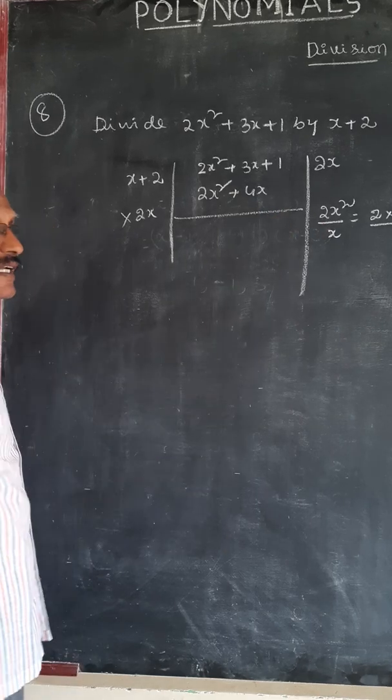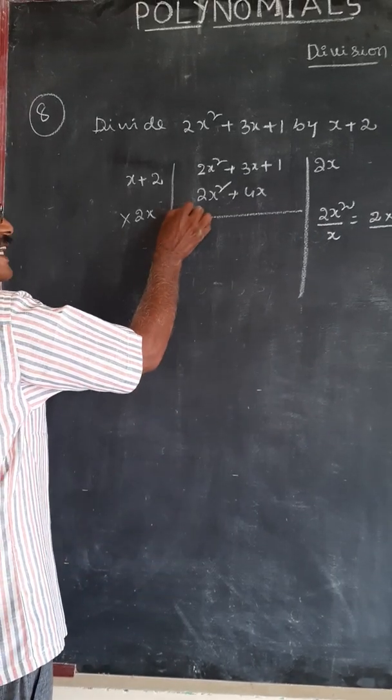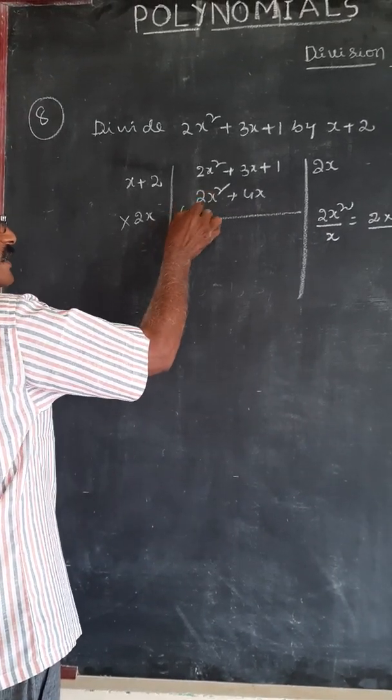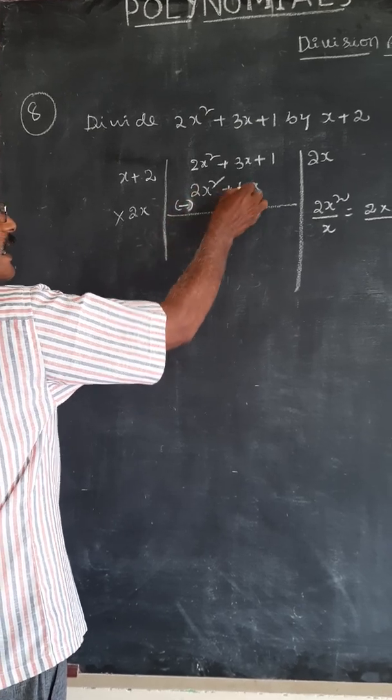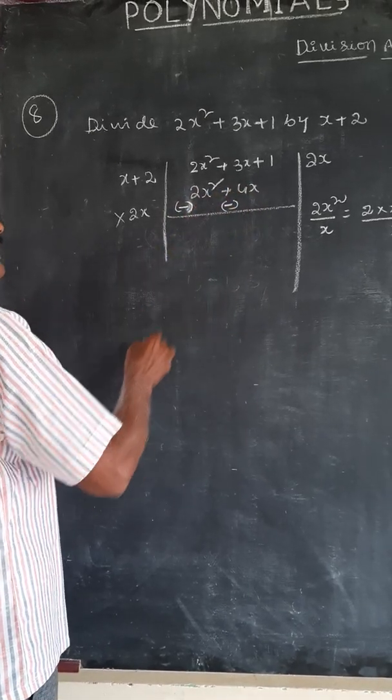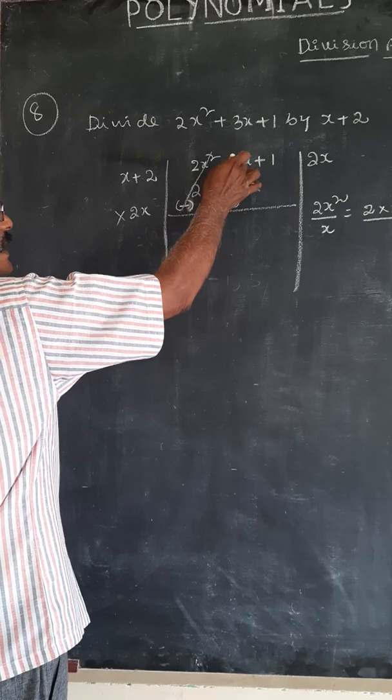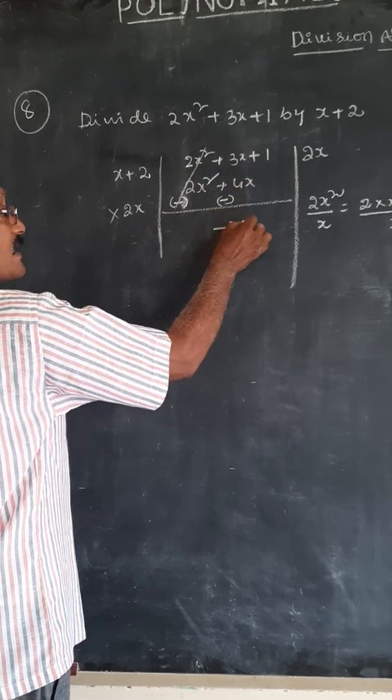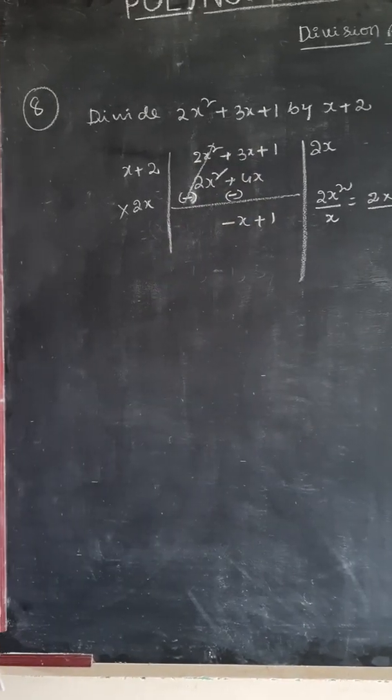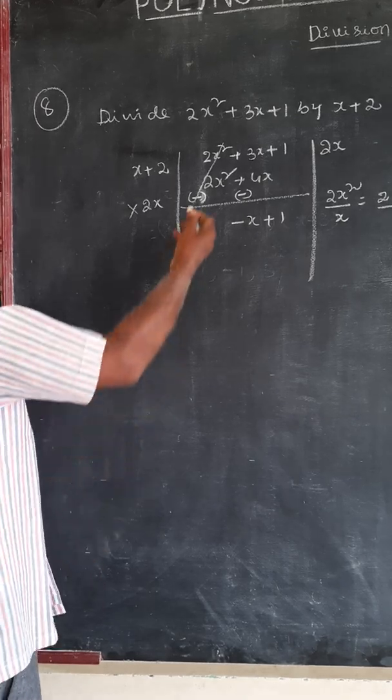Draw a line, go to subtraction, change the symbols: plus 2x square becomes a minus and plus 4x becomes a minus. So these two cancel, plus 3x minus 4x is minus x, plus 1. Next, same procedure, this is step 1.